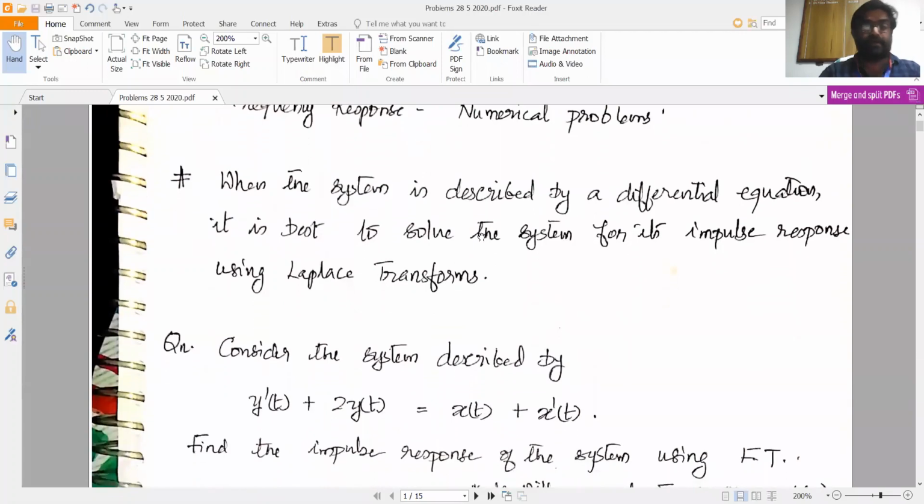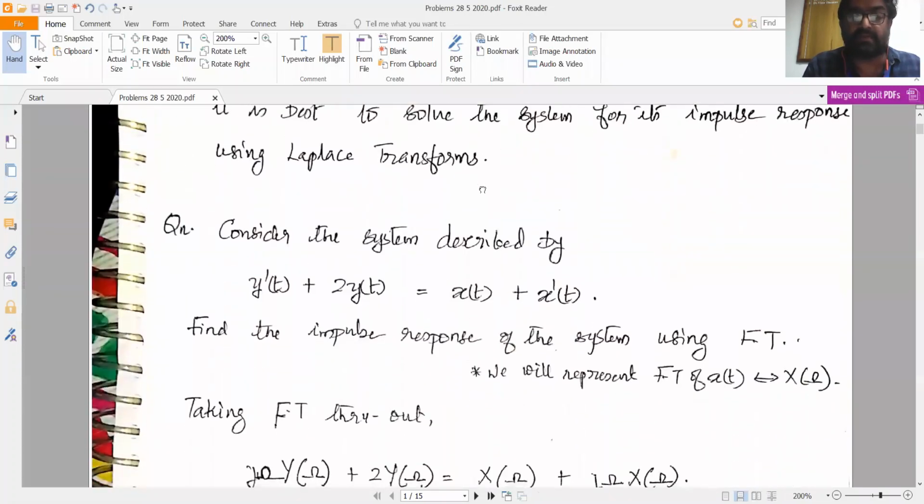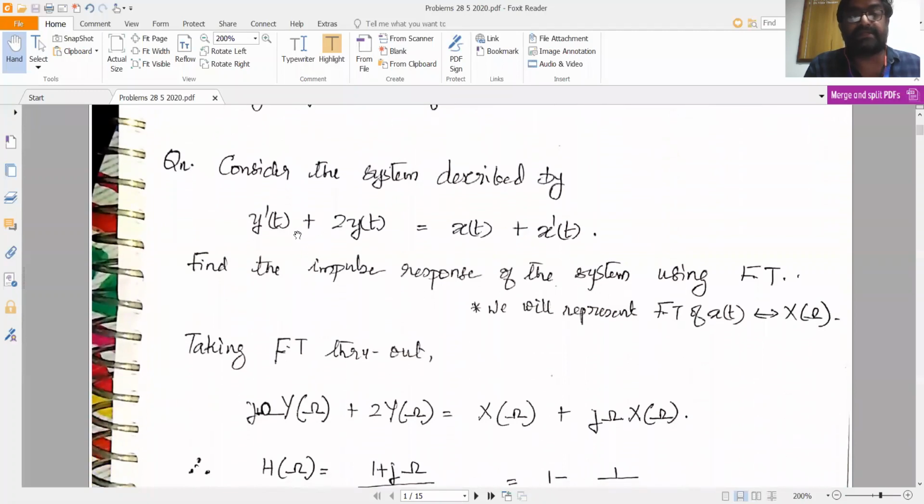So you already had seen that you can use Laplace transforms to solve for the transfer function and the impulse response of systems. The way in which you use the Fourier transforms to compute the frequency response as well as the impulse response is exactly the same. So we will start by looking at a very simple problem initially, which is this differential equation.